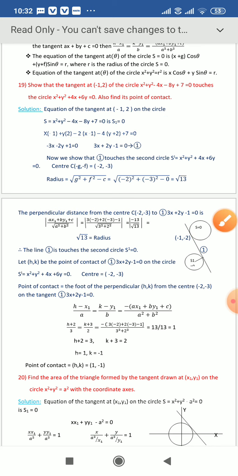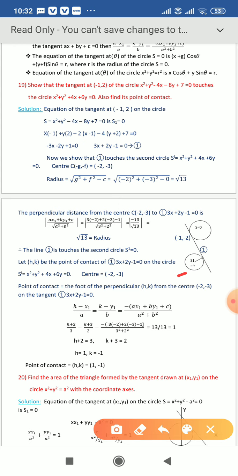Okay. Now we show that the tangent of the first circle also touches the second circle. This is the second circle, S' = 0. Now we show that the line is also tangent to the second circle. You know, a line is a tangent to the circle when the perpendicular distance from the center to the line is equal to the radius. The distance from the center to the line is equal to the radius, then that line is a tangent to the circle.